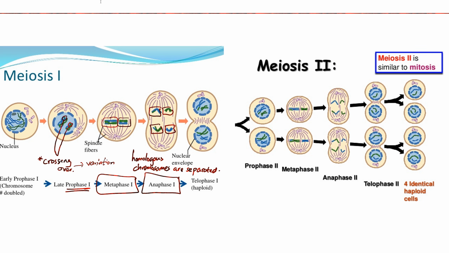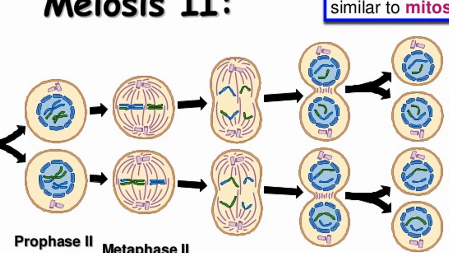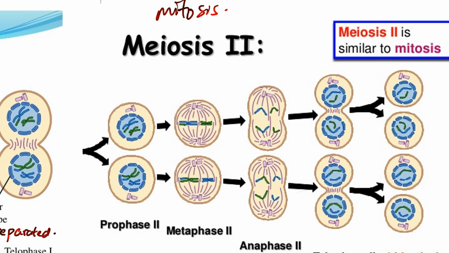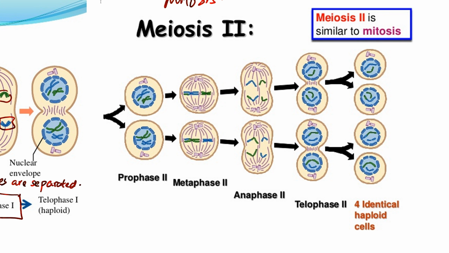Meiosis 2 is very similar to mitosis, right? If you pay attention to the detail here, you can see that if I just cover the name over here, and you look at the picture here, it looks just exactly like mitosis. So prophase 2 is going to be very similar to prophase in mitosis. Metaphase 2 is going to be very similar to metaphase in mitosis. Anaphase 2 is going to be very similar to anaphase in mitosis, right?